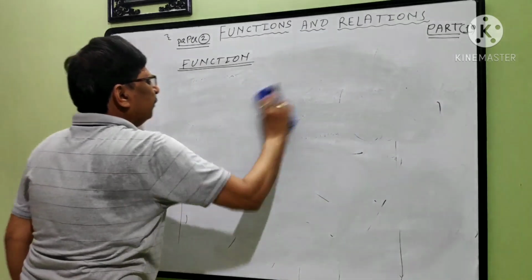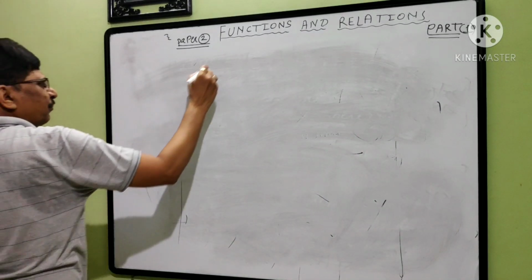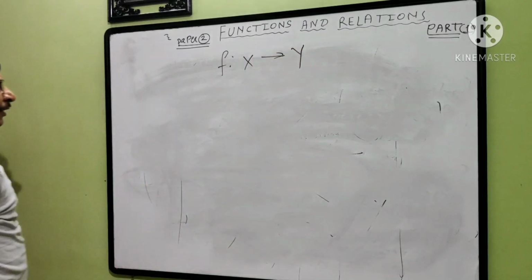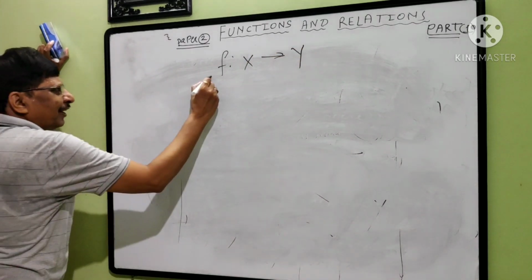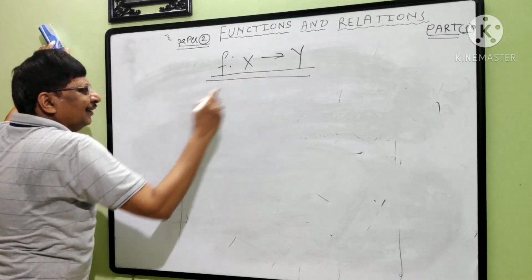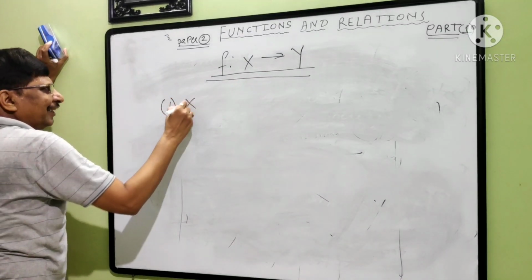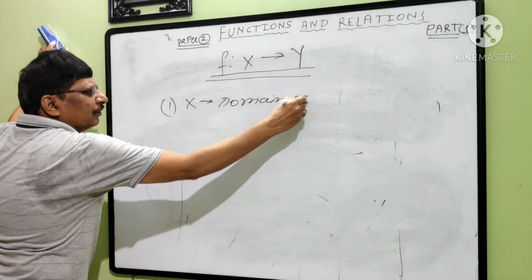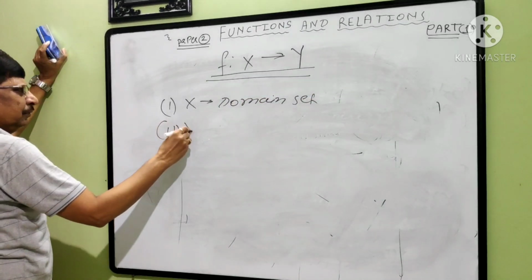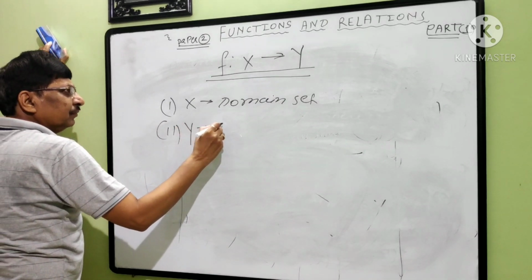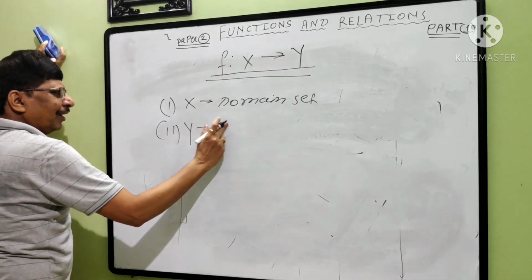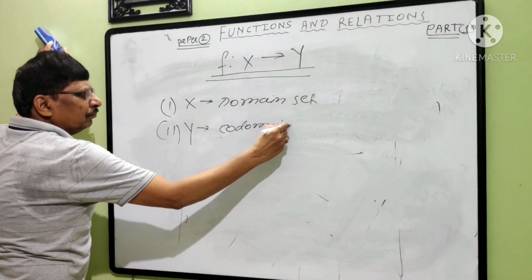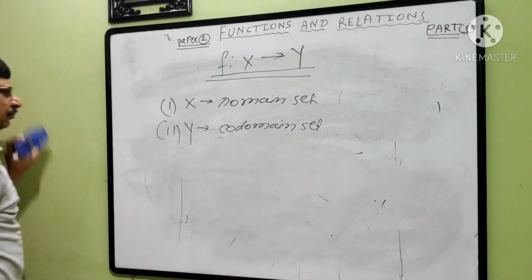Now, if it is a function from X to Y, it is denoted like this, X to Y. Number one, set X is called the domain set. Number two, set Y is called the codomain set. Okay.